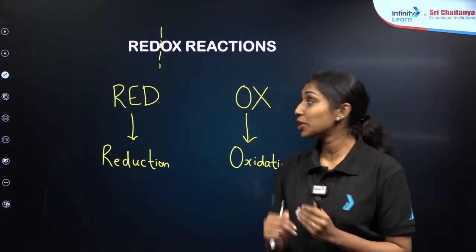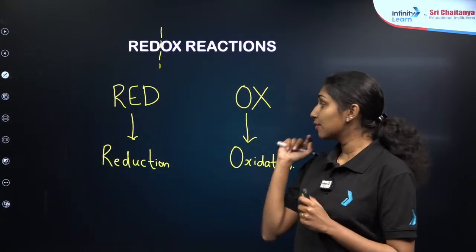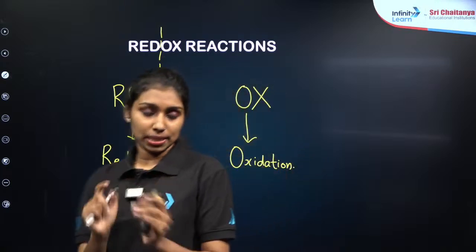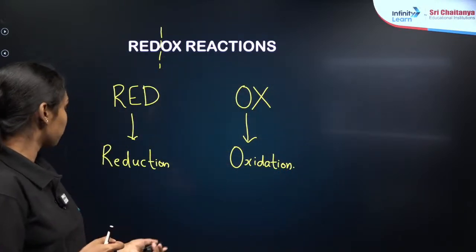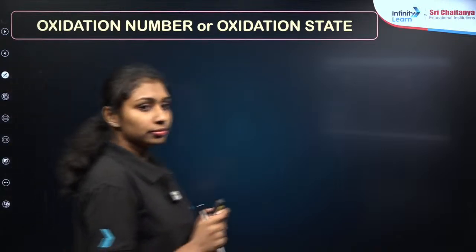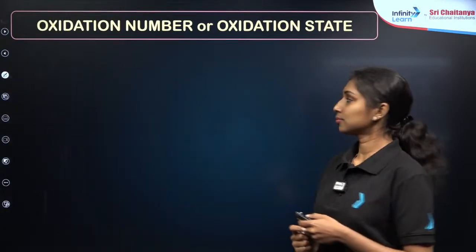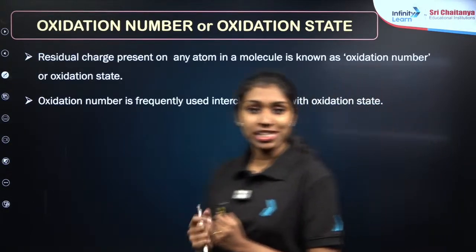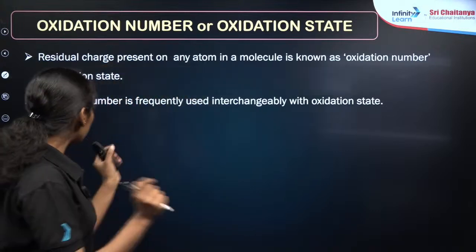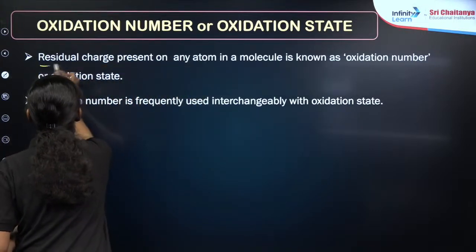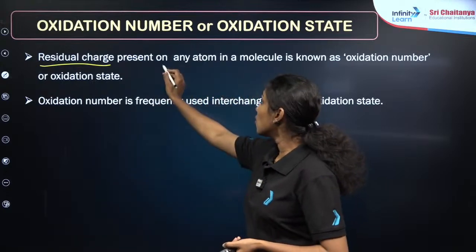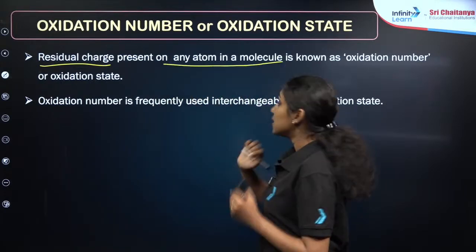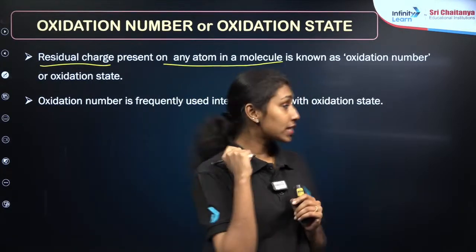Before going to the explanation of redox reactions, we will move to a simple topic, that is, what do you mean by oxidation number or oxidation state? It is the simple charge, right? Otherwise, we can say that the residual charge present on any atom in a molecule is known as the oxidation number or oxidation state.